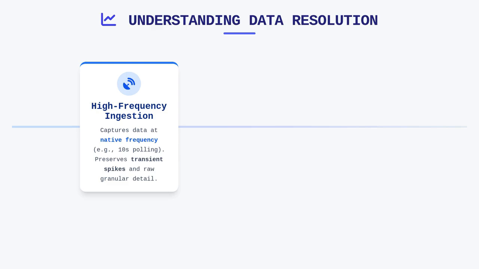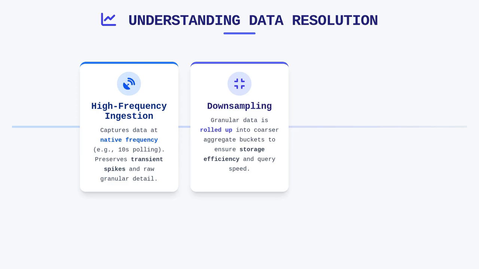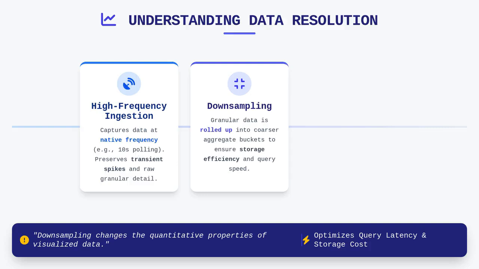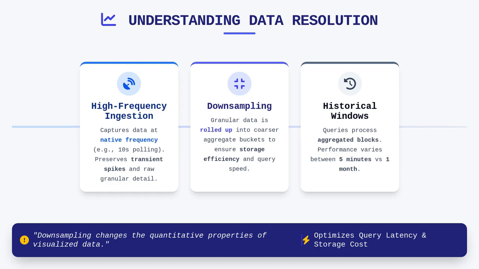However, storing every single data point indefinitely across vast historical windows is computationally prohibitive for both the storage engine and the query latency. Therefore, the architecture relies on downsampling, where granular data is rolled up into coarser windows as time progresses. This structural transition from raw data points to aggregate buckets is not merely a space-saving measure. It inherently changes the quantitative properties of the data being visualized. When you query a wide historical range, the system must process these aggregated blocks, which explains why a dashboard displaying data from last month performs differently than one showing the last 5 minutes.